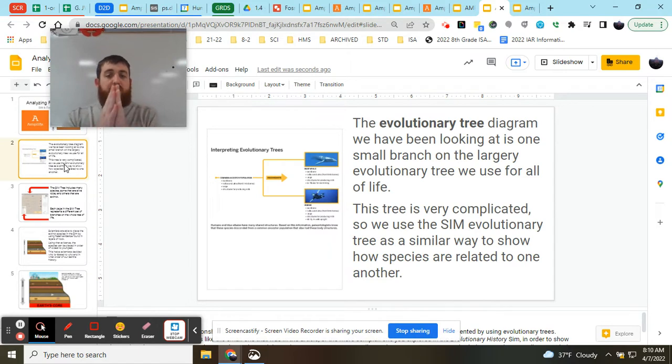The evolutionary tree diagram we just looked at is one small branch of a larger evolutionary tree for all of life. And we know this, the tree can be very complicated, and we have one in our SIM, and the evolutionary tree is used to show a way of relating organisms from one to the other, whether it's our whales and humans or whether it's trees and different amoebas and so on.